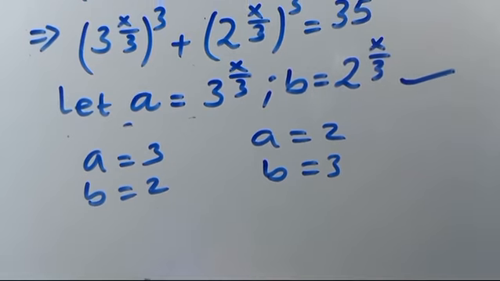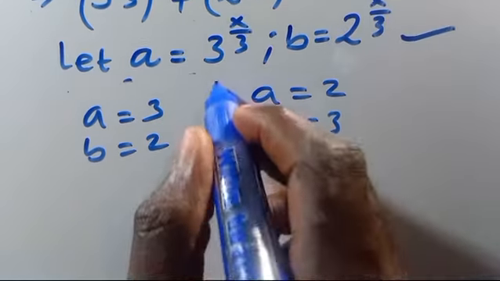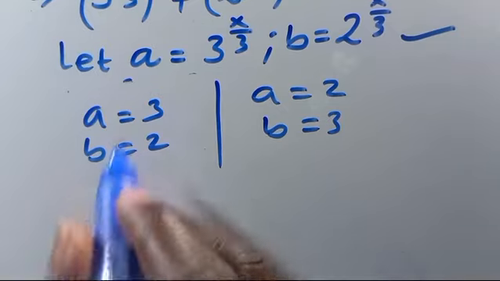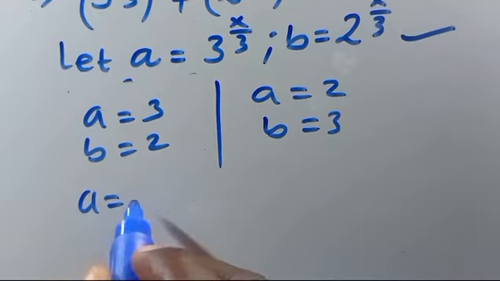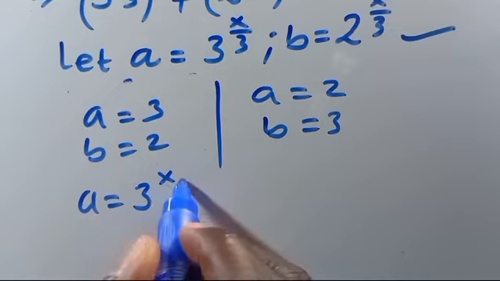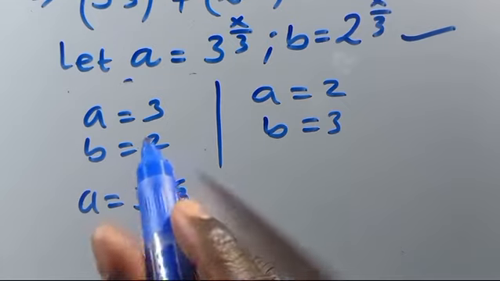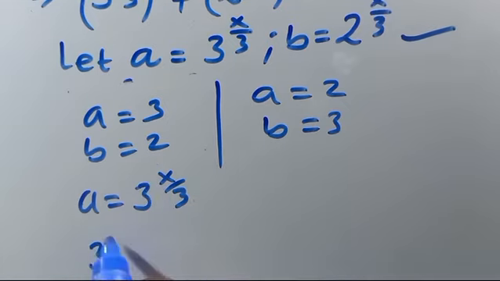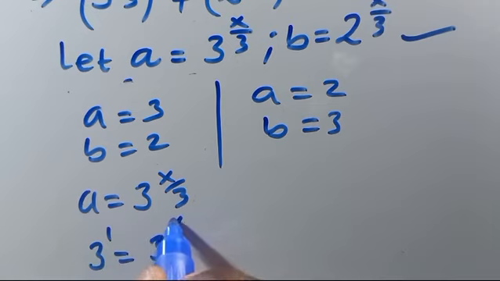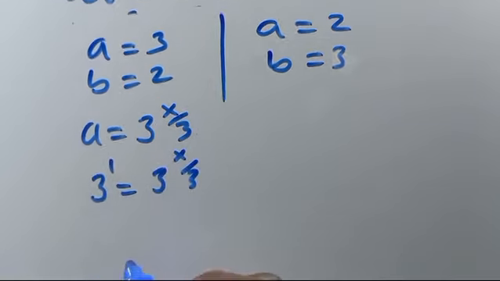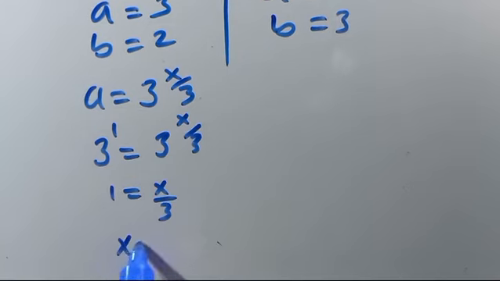So from here, for the first one, we have a to be equals 3 to the power of x over 3. So when we pick 3, here will be 3 to the power of 1 equals 3 to the power of x over 3. Then this will be 1 equals x over 3. So x will be equals 3.